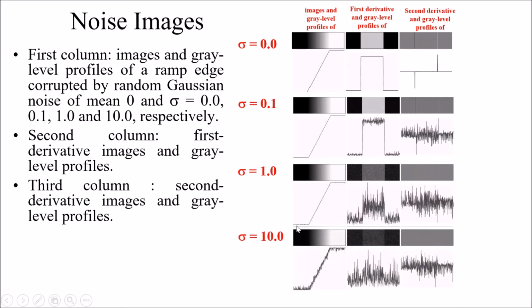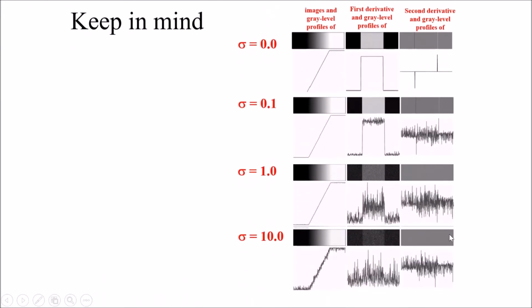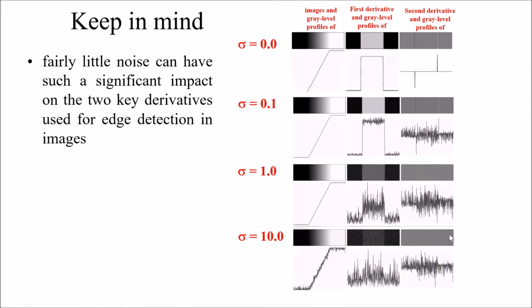So if you increase the noise further, this is the resultant image, in which you can see it's quite impossible for you to determine the edge for the first derivative or for the second derivative. So one thing that we should note based on this example is that a little noise can have such a significant impact on the outcome of the derivative operator, either the first order or the second order. You can see this from this particular image.